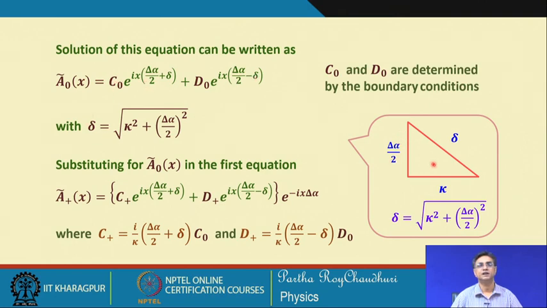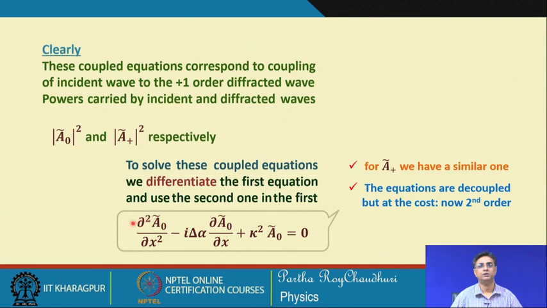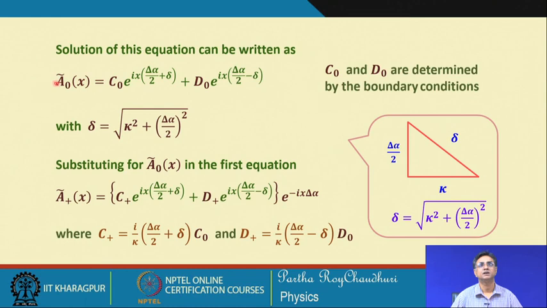You can see the detuning factor delta with the k and this delta alpha by 2 are related by this. Then substituting for A 0 plus x in the first equation, we get that A plus x equals this. So, you have two equations which will be simultaneously satisfied, and combining these two equations, we get one second order differential equation, and the solution of this equation can be written in this form, having known all the quantities.